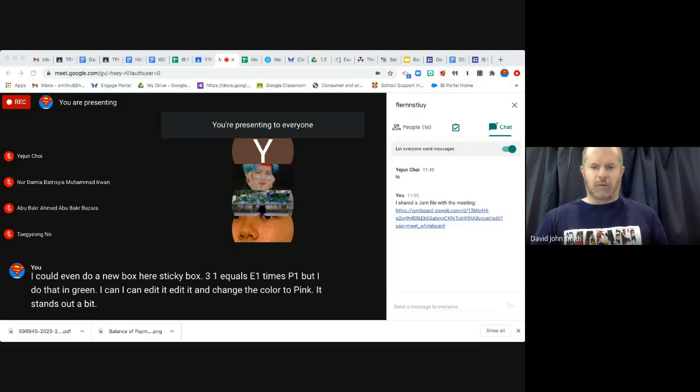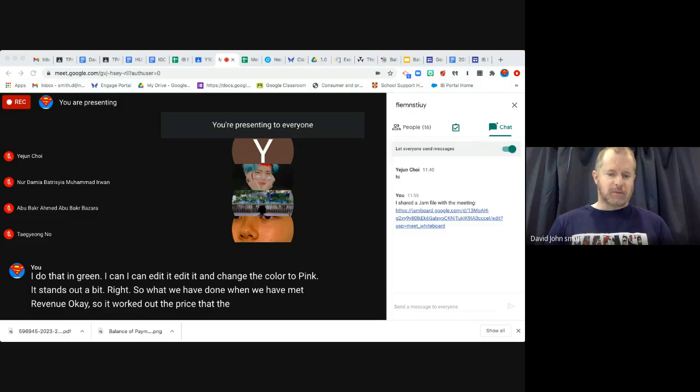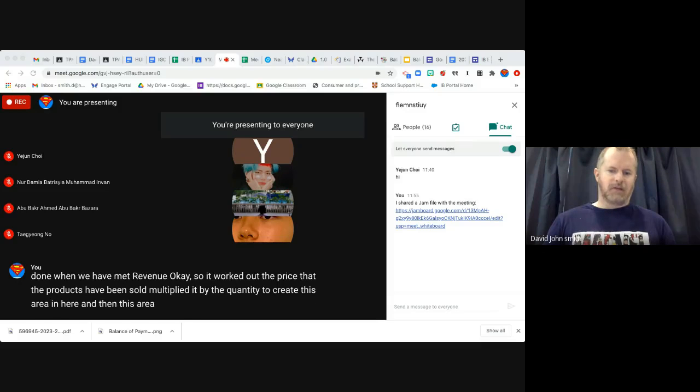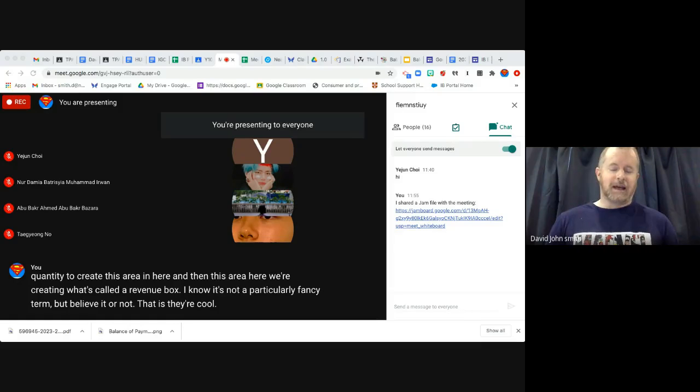All right. So what we have done when we have mapped revenue, we've worked out the price that the products have been sold, multiplied it by the quantity to create this area in here, and this area here, we're creating what's called a revenue box. I know it's not a particularly fancy term, but believe it or not, that is what they're called. It's called a revenue box.